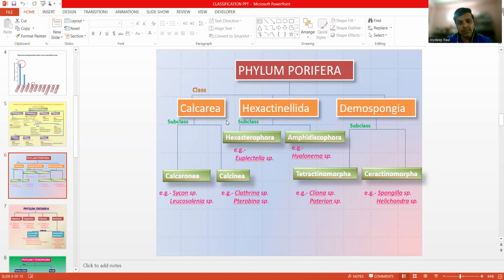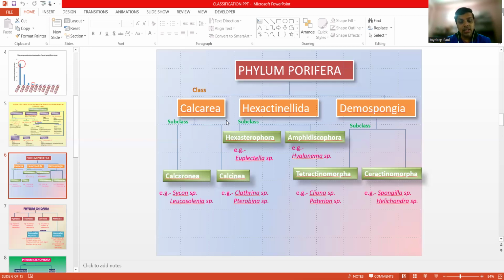Then moving on to the next class, which is Hexactinellida. Hexactinellida, the habitat is exclusively marine, deep sea, and we find all the animals belonging to this class at the deep sea level. Habit solitary in nature. Endoskeleton six-rayed siliceous spicules. So basically, here the endoskeleton is made up of silica. Symmetry radially symmetrical. Shape cylindrical.